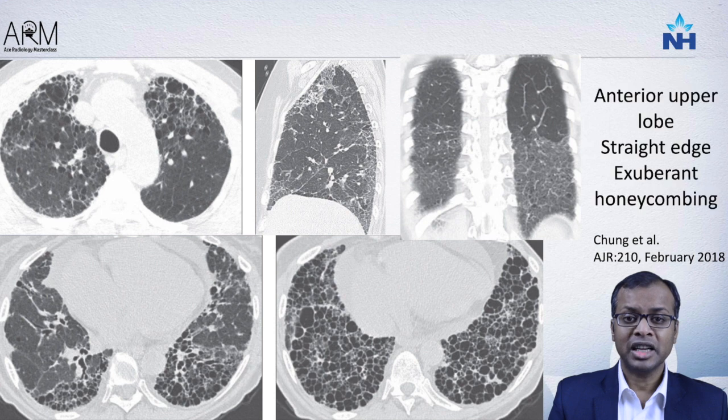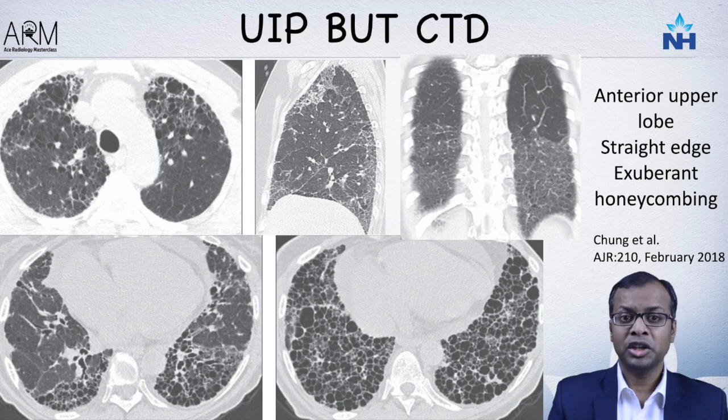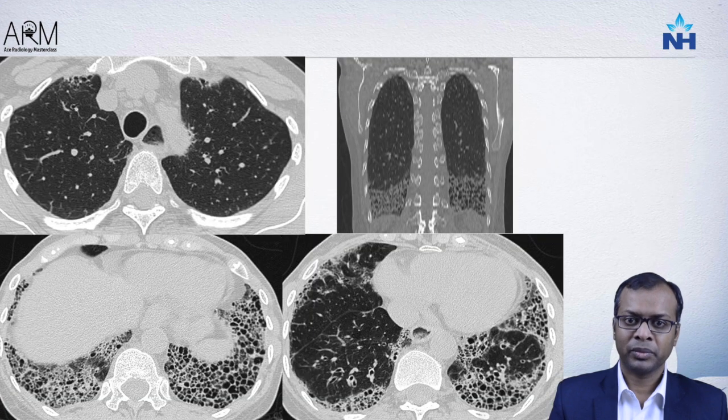But when you start seeing this exuberant honeycombing, and you're starting to see this anterior aspect of the lung being involved, you have to think of a connective tissue disease pathology which is giving rise to this UIP. So this is very important. Exuberant honeycombing, what is called a straight edge sign. You can see normal and abnormal lung are clear cut, different, and this anterior upper lobe involvement. All of these features suggest that it could be a UIP secondary to connective tissue disease.